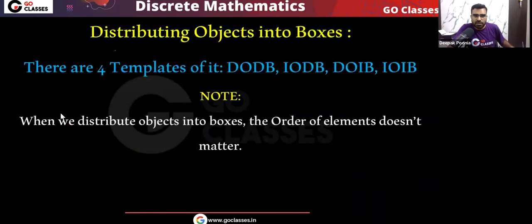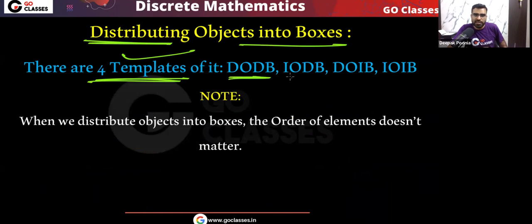So we have seen, with the help of one example, all four different templates of distributing objects into boxes. These are the templates: DODB, IODB, DOIB, IOIB. Depending on whether the objects are distinct or the boxes are distinct, or the objects are same, the boxes are same. So depending on that, a total of four templates are possible.